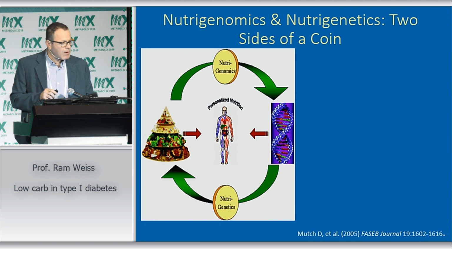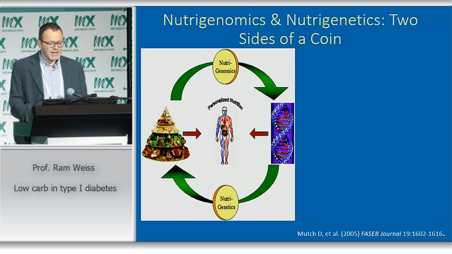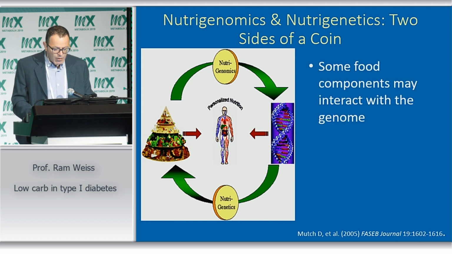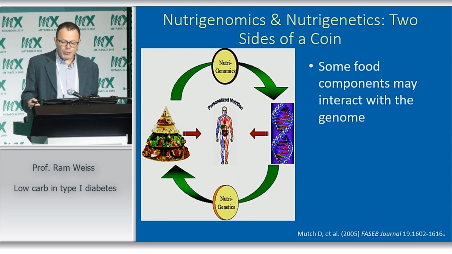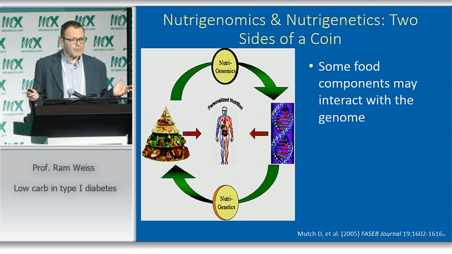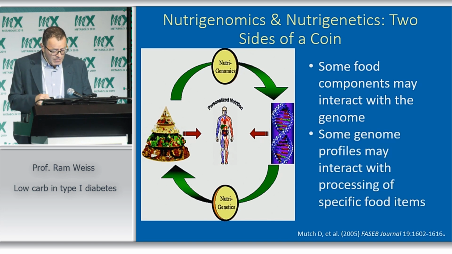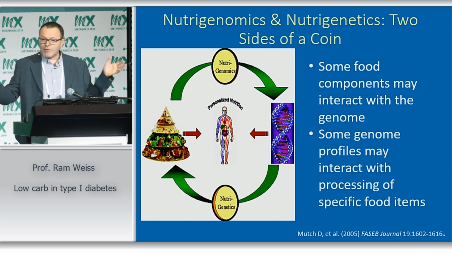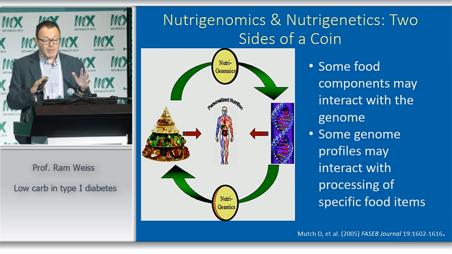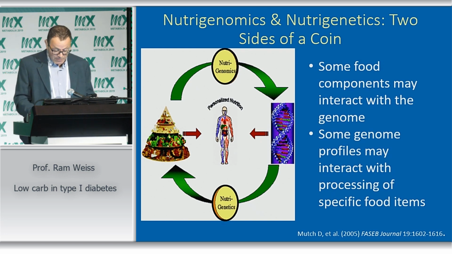Now, I know this won't be popular in this room, but I have to say this anyway. Nutrigenomics and nutrigenetics are two sides of a coin. That's the nutrition of the 21st century. Nutrigenomics says that some food components may interact with your genome, and that's true for all of us. And nutrigenetics says that some genome profiles are going to affect how you process the food that you're eating. So when you put all the people in the front line here on the same diet, you're going to get a totally different metabolome in their blood, and the effect on their DNA and RNA is going to be totally different. You have to know that.